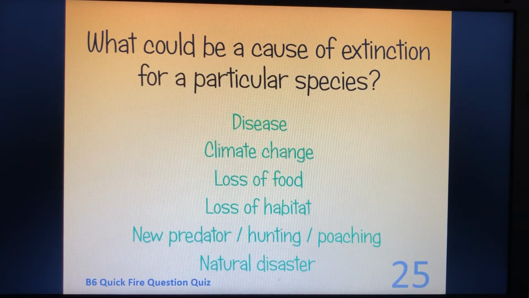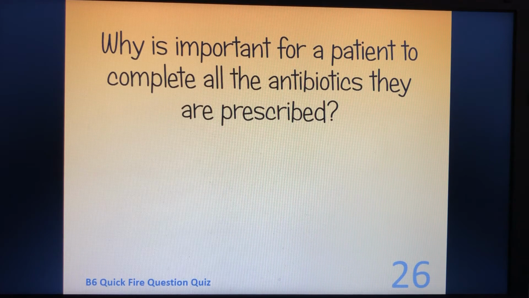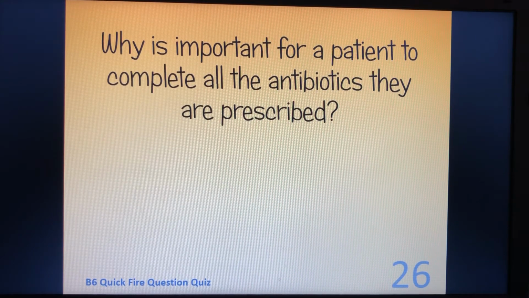Okay. Question 26. Why is it important for a patient to complete all the antibiotics they are prescribed? So we have a bacterial infection, we go to the doctors and the doctors prescribe us antibiotics. We go to the pharmacy and we collect those antibiotics. Why is it important that the patient completes all of the antibiotics they are prescribed? They're going to kill the bacteria. Why is it important to take them all?